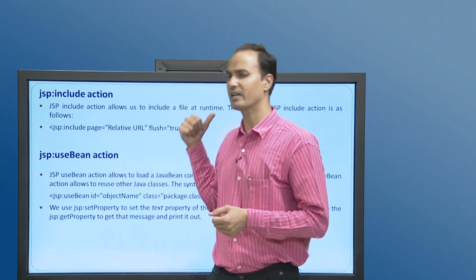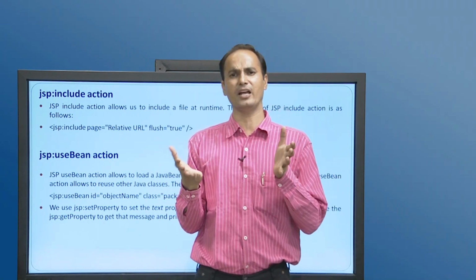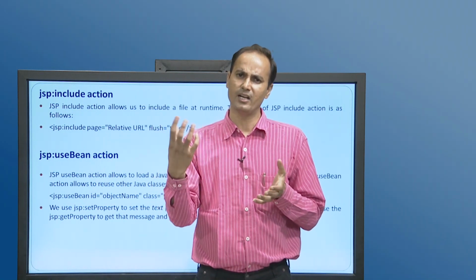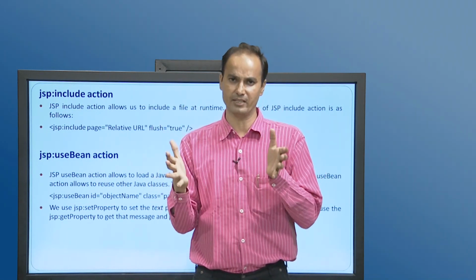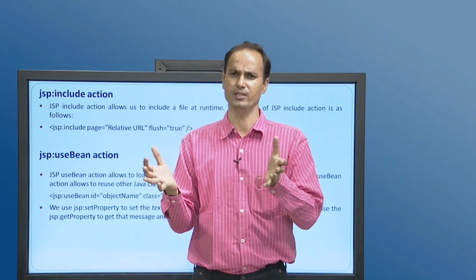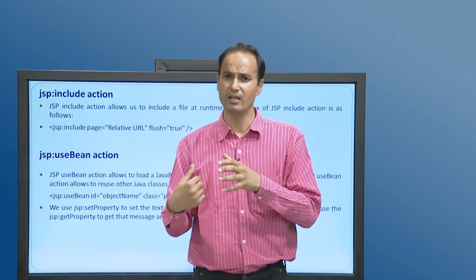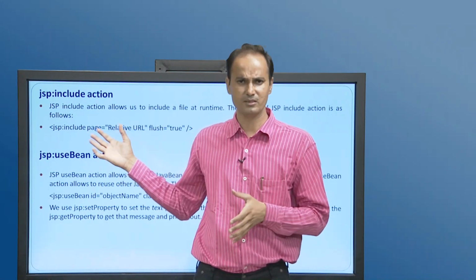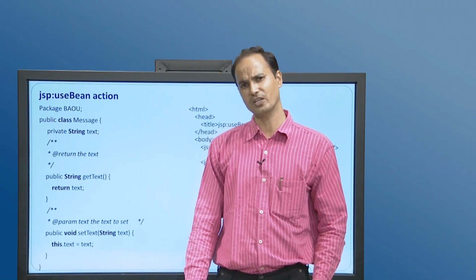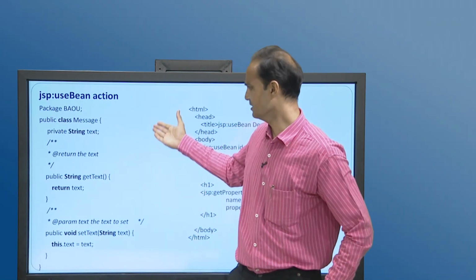Then after that comes the useBean action. This useBean action helps us in a JSP page to manipulate the bean data, or model data. When we are dealing with MVC architecture we call it the model instead of a bean. So we can manipulate the model in a JSP file using the standard action useBean, with its setProperty and getProperty.